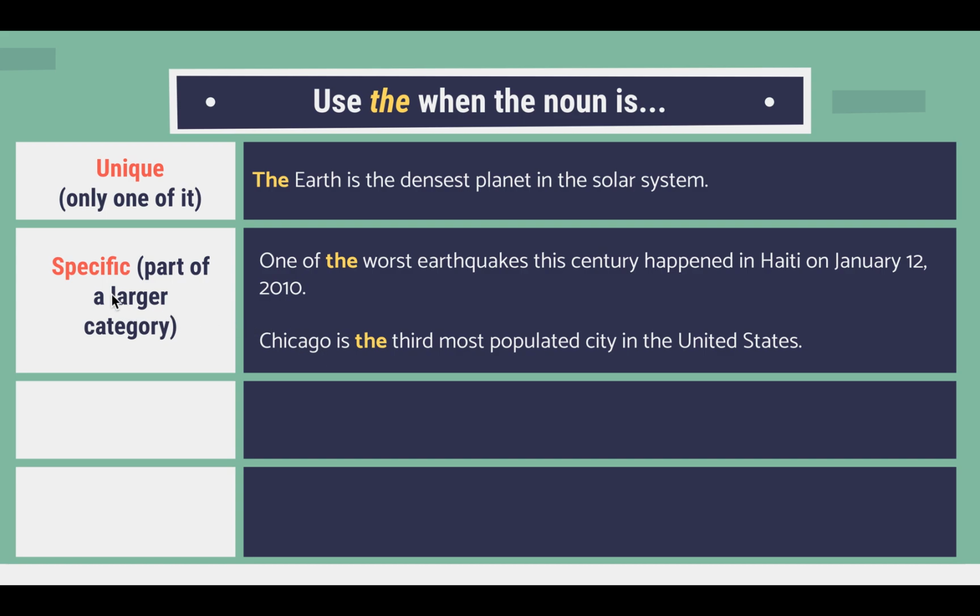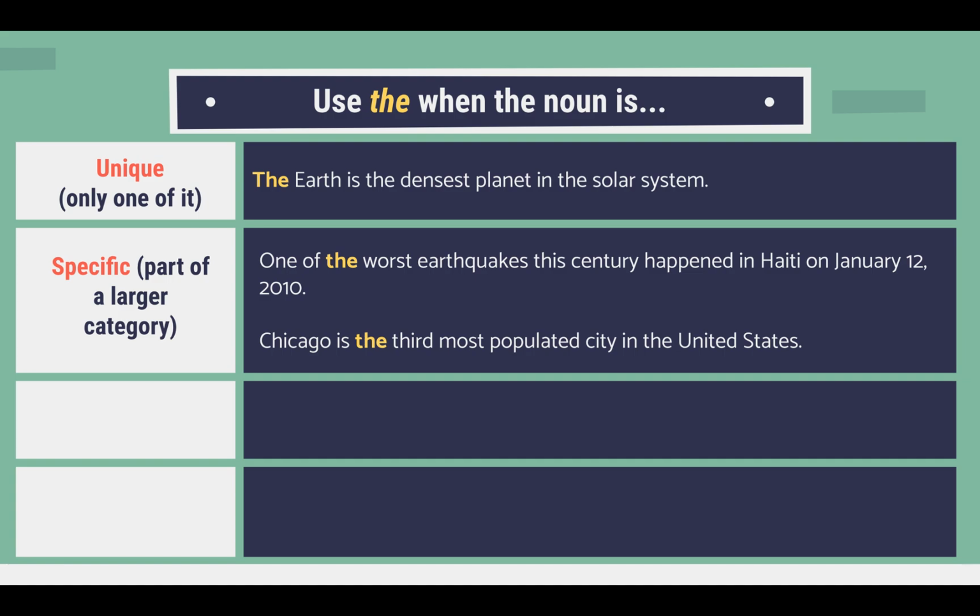So when we're not sure if something is specific, you can remember a few expressions to help, like one of the, some of the, or most of the. All of these expressions will tell you that this is introducing a specific noun, part of a larger category, and therefore you should use the as the article.